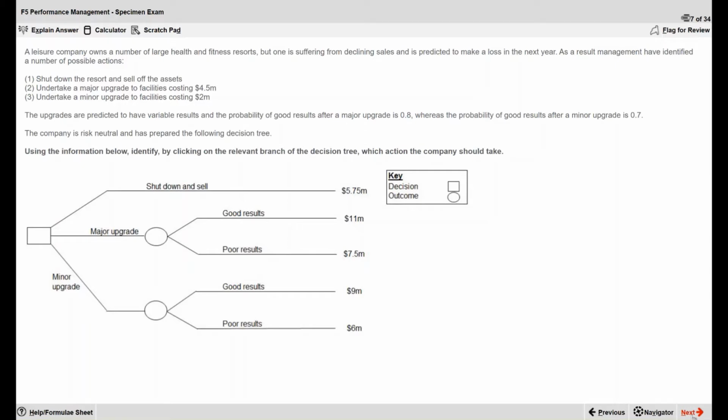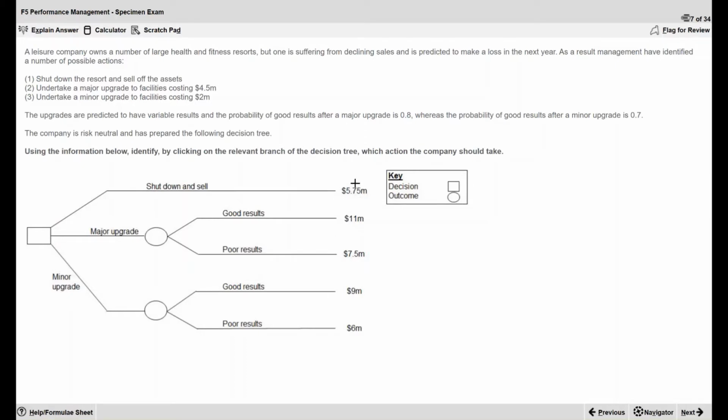The upgrades are predicted to have variable results, and probability of good results after major upgrade is 0.80, whereas the probability of good results after minor upgrade is 0.70. The company is risk neutral. Prepare the following decision tree. Remember, expected value is average, and average is used by risk neutral. So we need to make one of the decisions. We have to click one of the branches: shut down and sell, major upgrade, and minor upgrade. Whichever gives us the highest expected value, we will go with that decision.